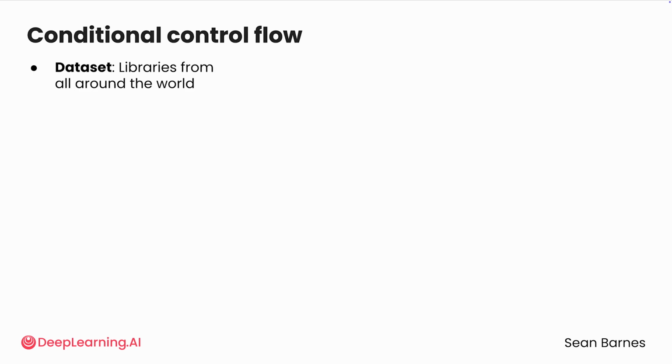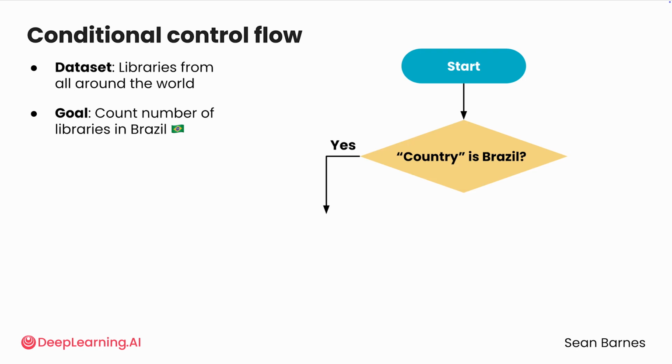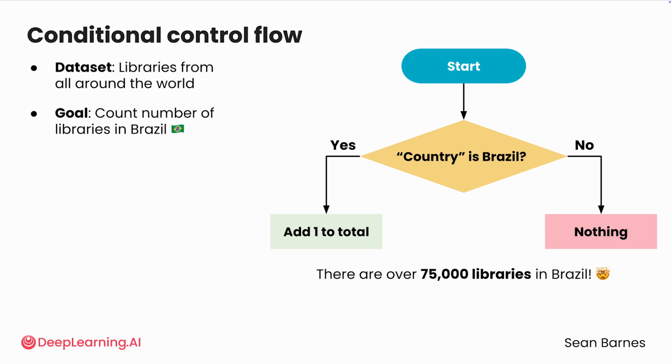Say you're working with a data set of libraries from all over the world, and you'd like to count the number of libraries that are in Brazil. For the first library, you would look at its country and then take action depending on that value. If the value in country is Brazil, then you add 1 to your total. If the value is anything else, then you do nothing. By the way, there are over 75,000 libraries in Brazil.